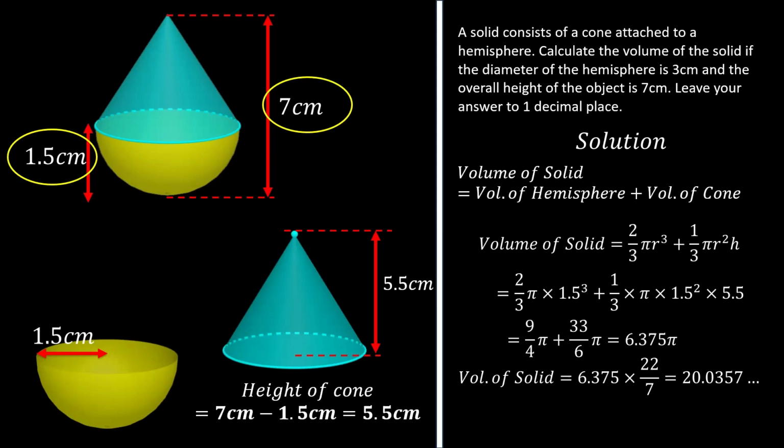Of course, also note that if you are told to use 3.142, you make use of that. But since there's no specific instruction regarding the use of 3.142, we stick to the use of 22/7, which is more general as the approximate value of pi. And so when we multiply 6.375 by 22/7, it gives us 20.0357 and some other numbers that keep recurring. So now the volume finally of this compound shape is approximately 20.0 cubic centimeters to 1 decimal place.